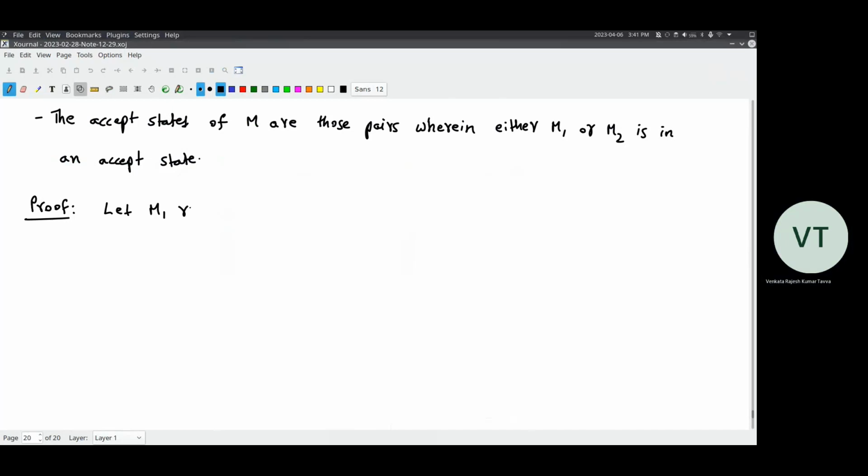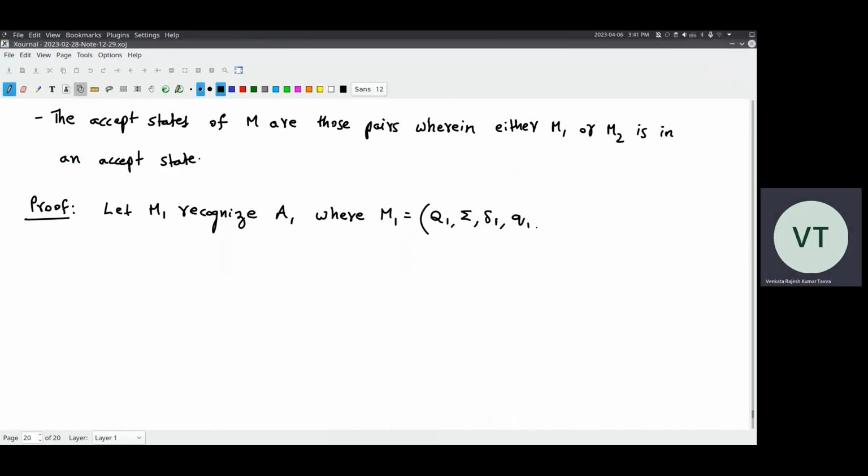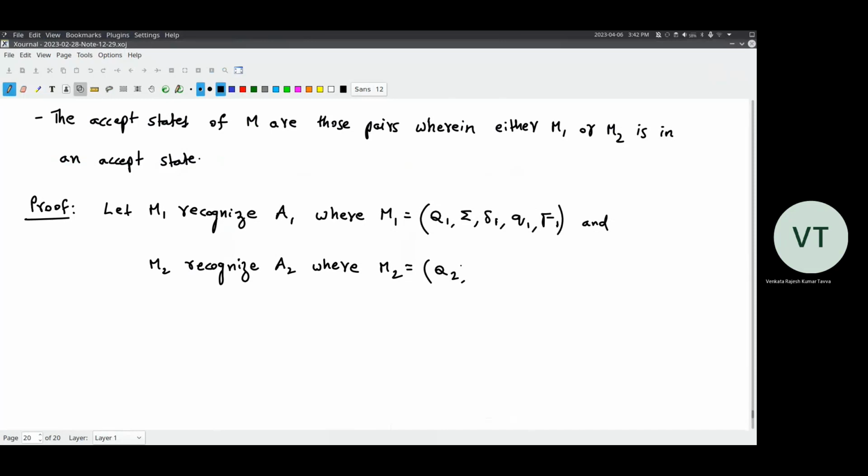So let M1 recognize A1, where M1 is a 5 tuple Q1, sigma, delta 1, small q1 and F1, and M2 recognize A2, where M2 is another 5 tuple Q2, sigma, delta 2, small q2 and F2.